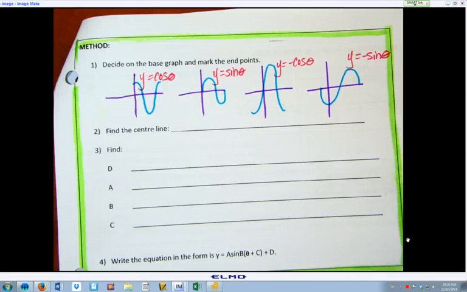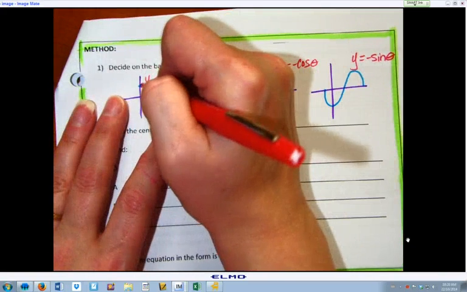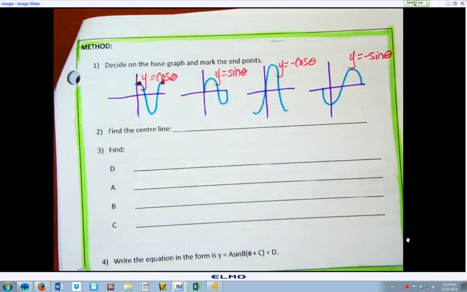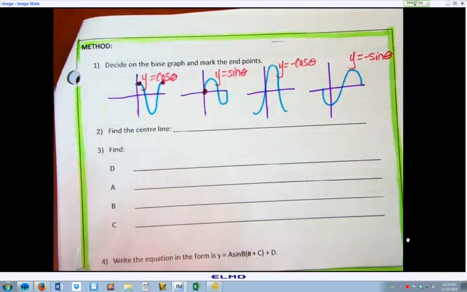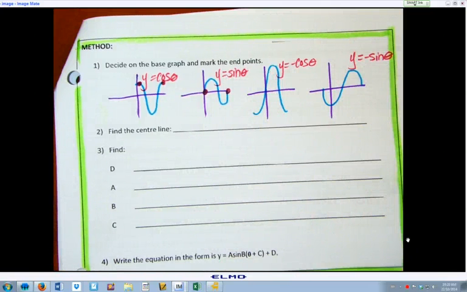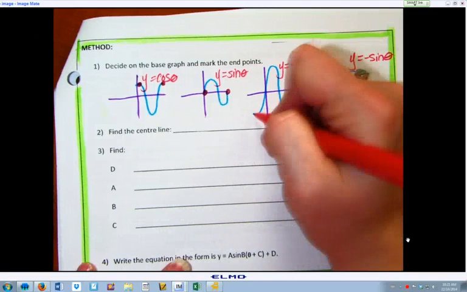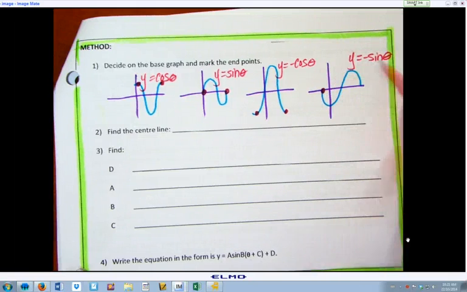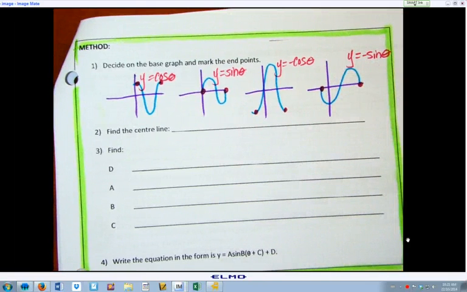And I'm going to talk a lot about starting points and end points. You need to pick that first. And what that means is that the starting point is at the top for cos, and the end point is also at the top. So we say it goes from top to top. With sine, the starting point is on the center line, or the x-axis in this case, and it goes back to the x-axis. So that's called the starting point and the end point. Negative cos starts at the bottom and ends at the bottom. And negative sine starts at the center line and goes down, then goes up and returns to the center line.